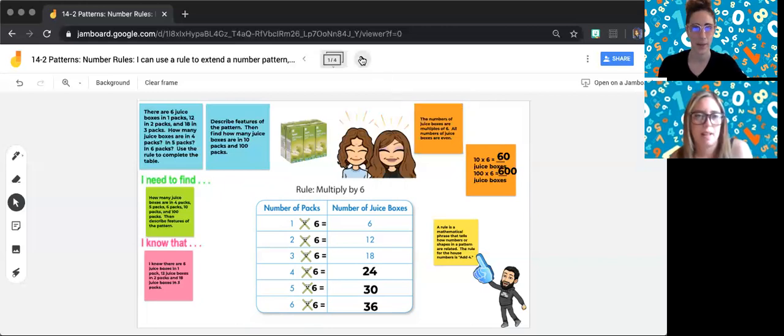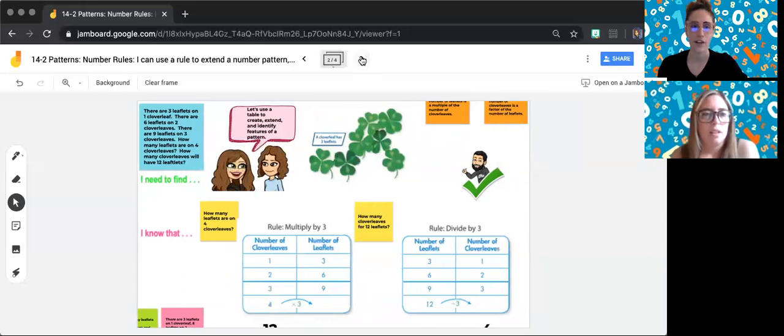Let's try another one. There are 3 leaflets on 1 clover leaf. There are 6 leaflets on 2 clover leaves. There are 9 leaflets on 3 clover leaves. How many leaflets are on 4 clover leaves? How many clover leaves will have 12 leaflets? That one's reversed, the last question, looks like.